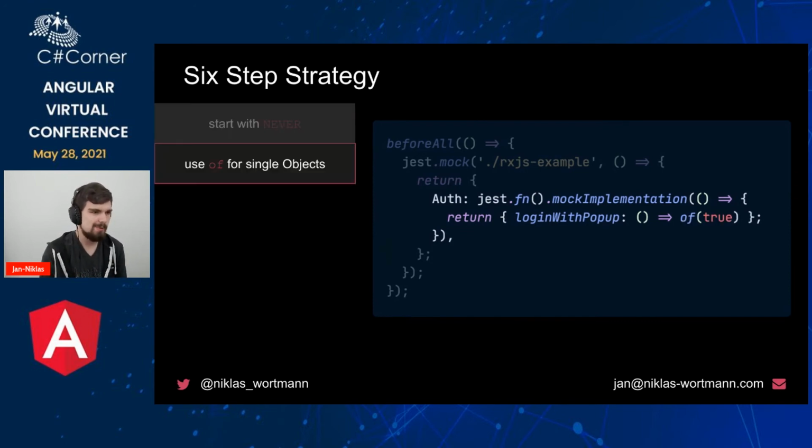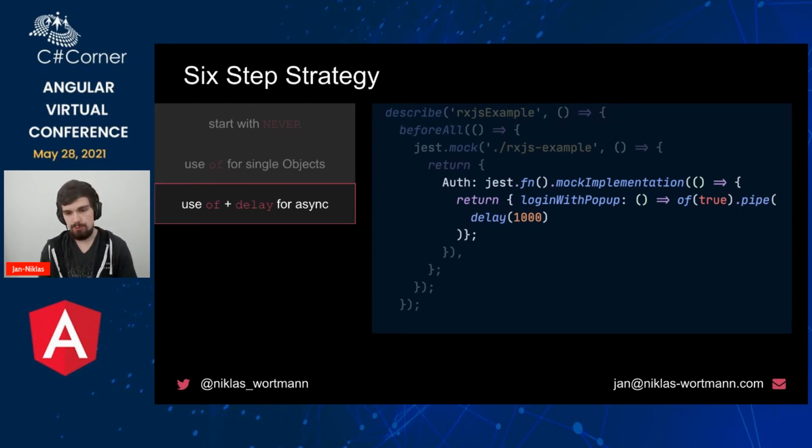Next step would be using of with a single object. I use this pattern when I really want to mock one single value in a synchronous manner. For example, where I like to use that is if I'm mocking HTTP calls. In a unit test, you wouldn't execute a real HTTP call. With this pattern, you can say, instead of executing this HTTP call, return of with a static value, which is a synchronous emission, if you want that for your test.